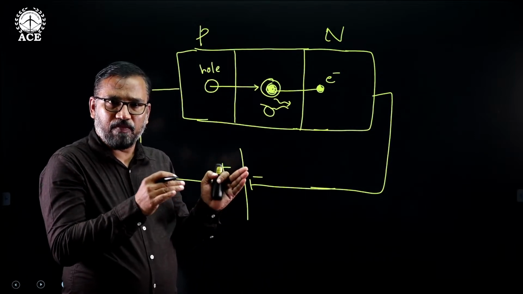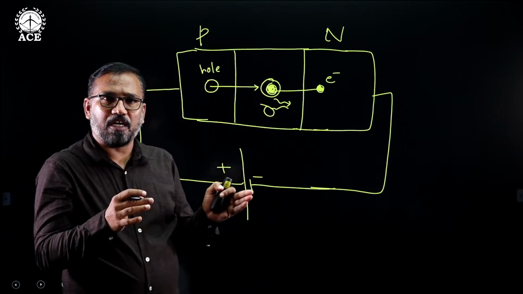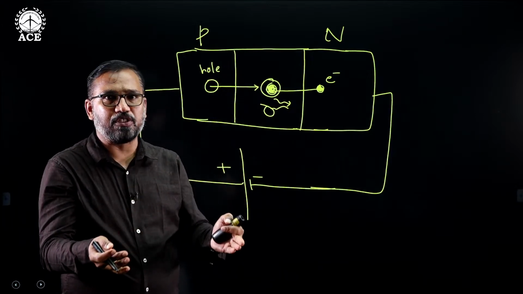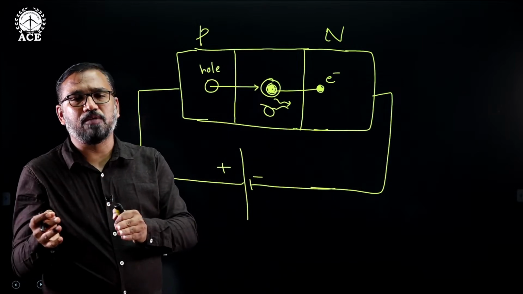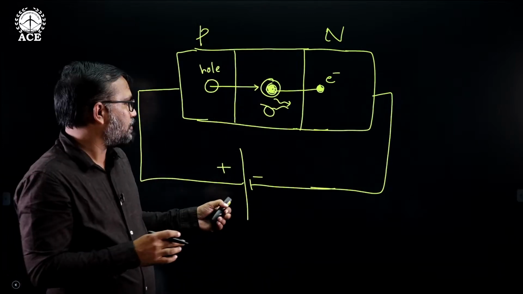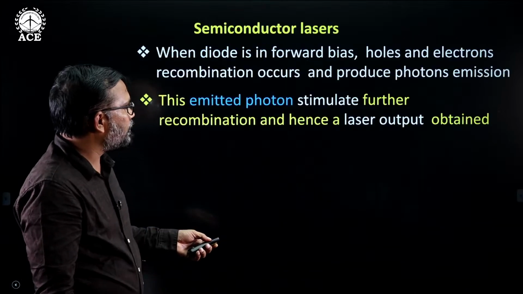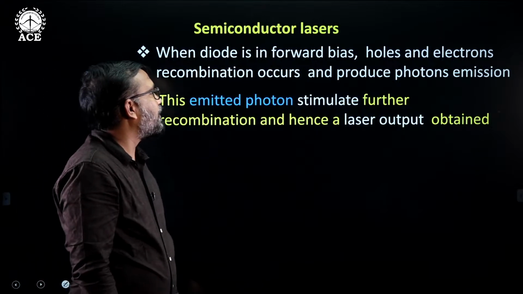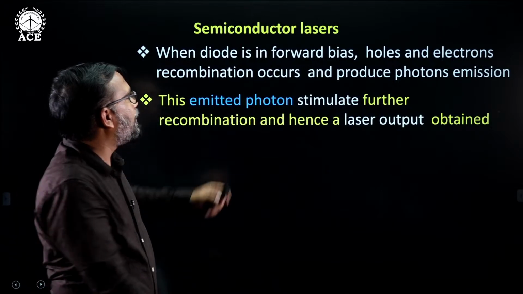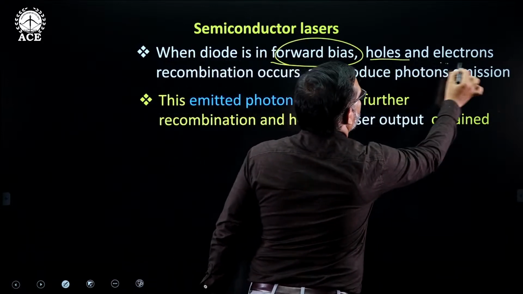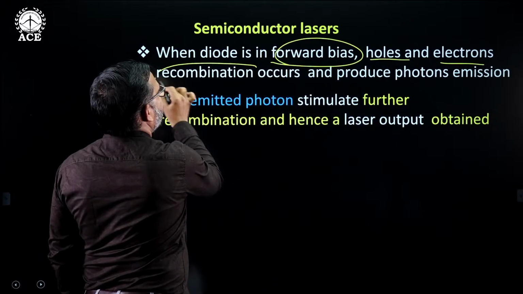Initially, we get an ordinary photon. These ordinary photons once again generate stimulated emissions. Stimulated means they interact with other electrons. Semiconductor lasers are in forward bias, so holes and electrons recombine.